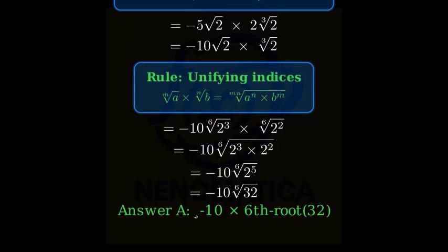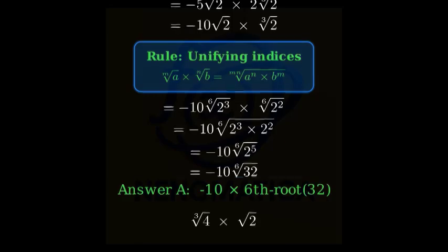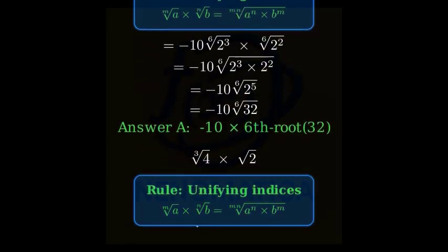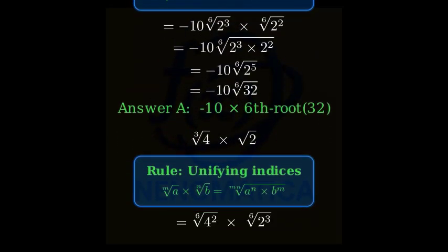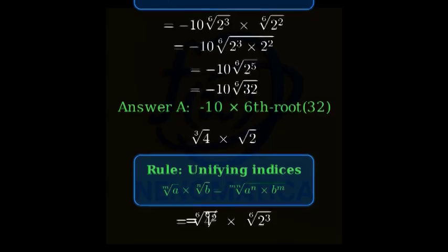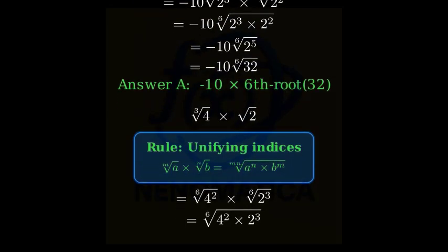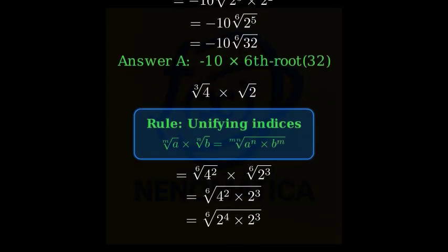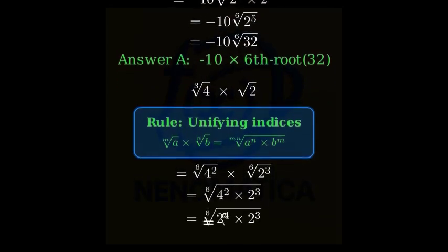Start with the original expression. Use the common index idea again, this time using 6 as the least common multiple of 2 and 3. Now combine them into a single sixth root. Replace 4 squared by 2 to the fourth. Combine the powers of 2.